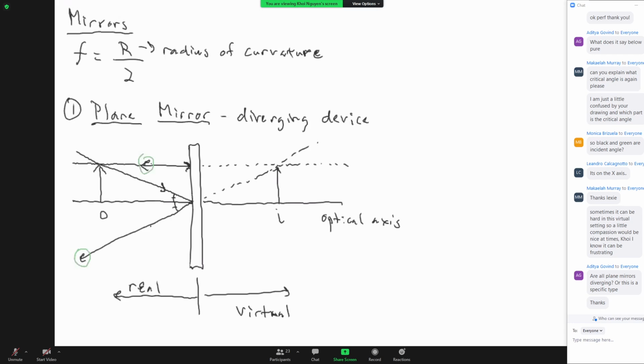Yeah, so the actual rays, if you think about it, are the ones that I highlighted in green. Those two rays will never intersect each other. So you'll never get an image on the real side, the same side that you are. You are the object. That's you. So that distance from the object to the mirror is O, and I is the distance from the image to the mirror.